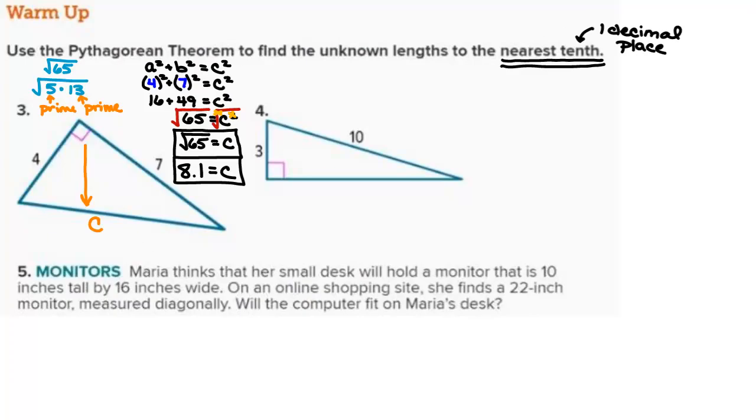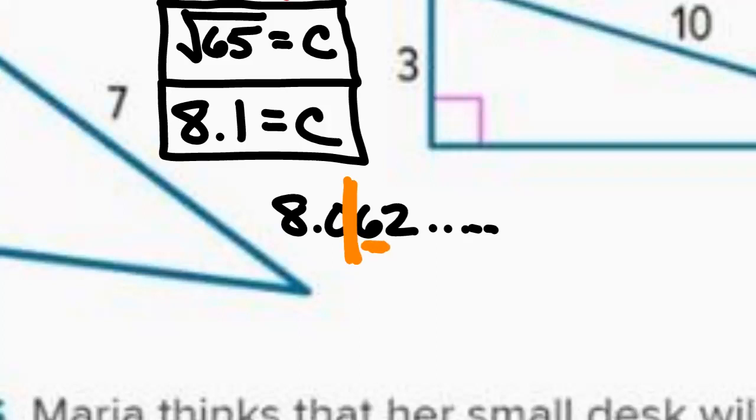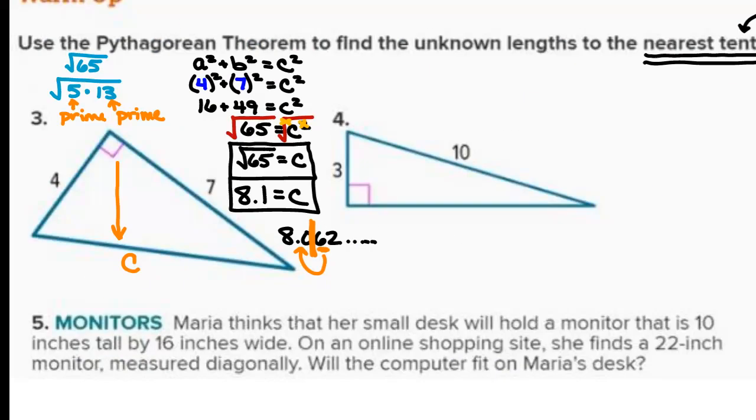Now, when we do rounding to decimal places, the calculator didn't say 8.1. The calculator said something like 8.062 something, something, something. If we're going to round to a specific decimal place, in this case, we're rounding to the first one. Draw a line in between the first decimal place and the second decimal place. If the number that comes after that cutoff is a 5 or bigger, then we round the number in front of it up by 1. So that's why it's rounded to 8.1.